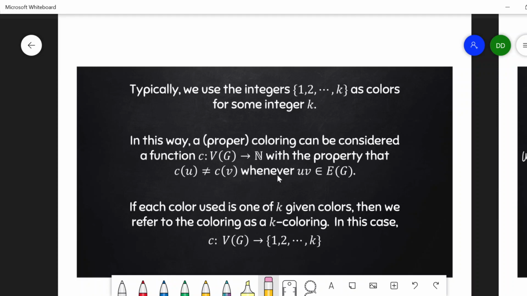And this function has the property that the color of u is not the same as the color of v whenever the two vertices are adjacent. And so this is really what a graph coloring is: a function with this property. Usually we use the smallest integers, but however many colors we use for a given coloring, whatever number k of colors we use, we call this a k-coloring of the graph. And so we're typically looking at functions like this.